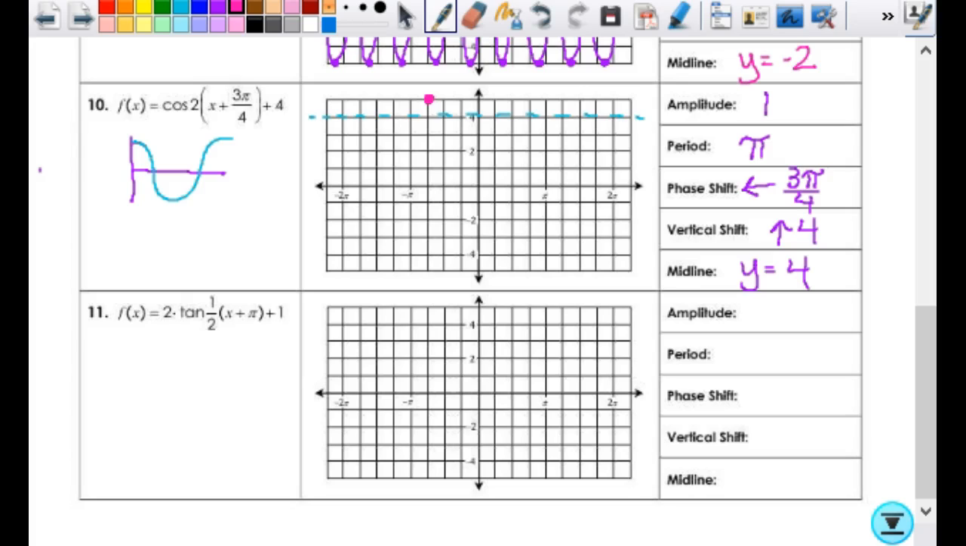Then the period is pi. From this point, I need the end of the period, which means it's going to have the same y value, but it has to be pi units away. So that's 1, 2, 3, 4 pi fourths, which is pi. There's the end of the period.